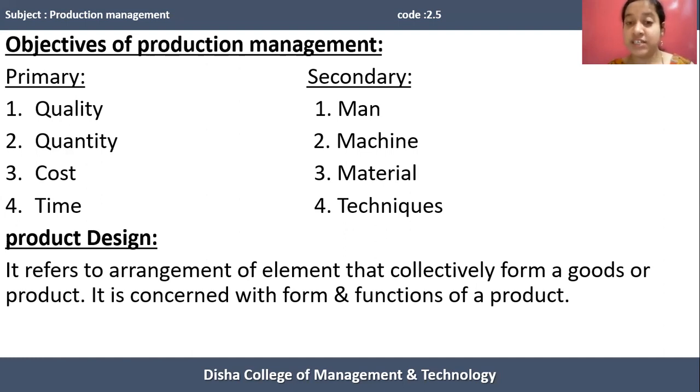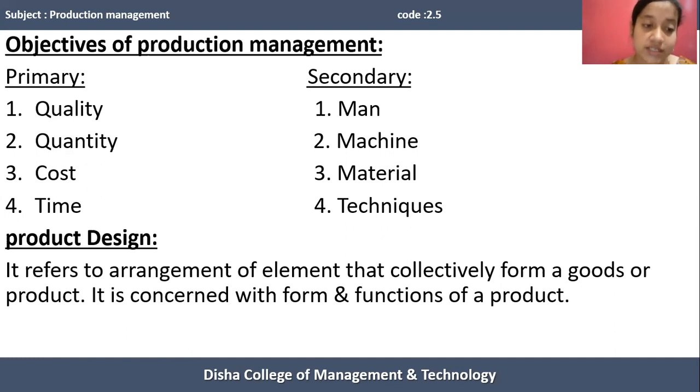Again, if the industry doesn't have the latest quality machines, then whatever the primary objectives, producing qualitative goods in lesser time, that cannot be achieved. Last one is the material and techniques. The organization should procure qualitative materials and install the latest techniques, so that the standard quality can be produced. So these are the various objectives of production management.